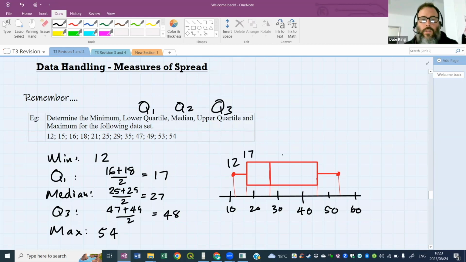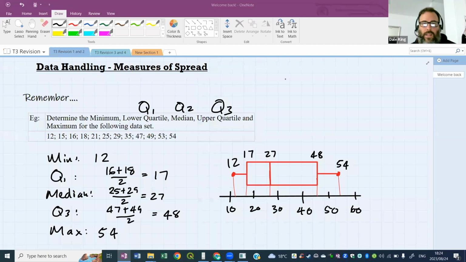So 12, 17, 27. So now I'm putting the numbers on here. You should always do that. You always write your numbers onto the diagram. Okay, there we go. There is our box and whisker plot with all the numbers on it, showing the spread of the numbers.